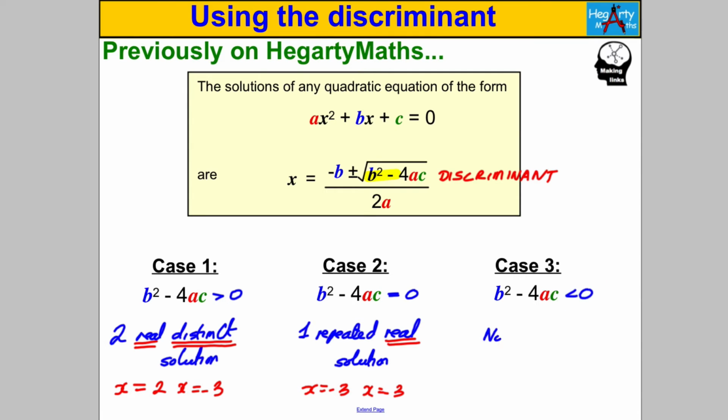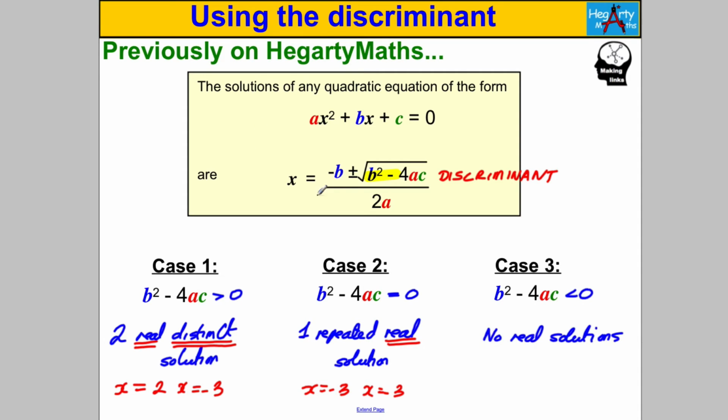we got no real solutions for x. These three scenarios you have to learn, and they're always true. Discriminant is bigger than 0, 2 real distinct solutions. Discriminant equals 0, 1 repeated real solution. Discriminant less than 0, no real solutions.